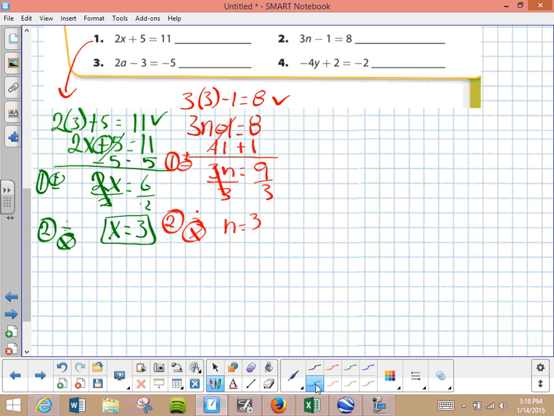So let's say it this way. Your account is negative $1. That means you owe $1. If you go and deposit $1, you have $0, right? They cancel each other out, right?